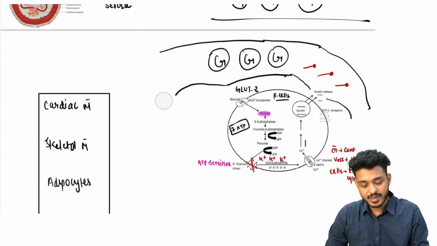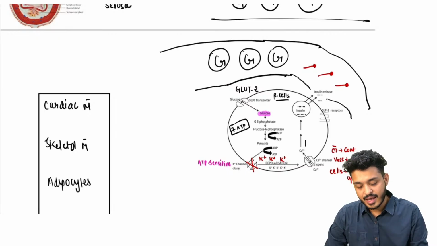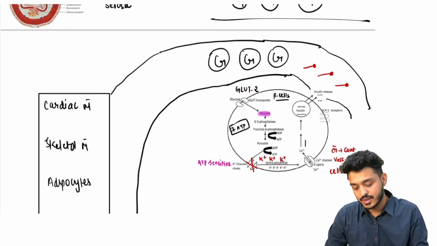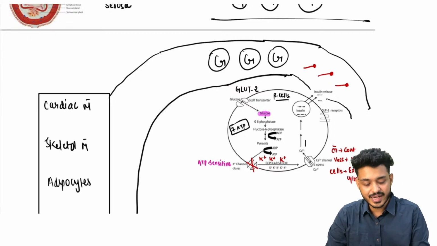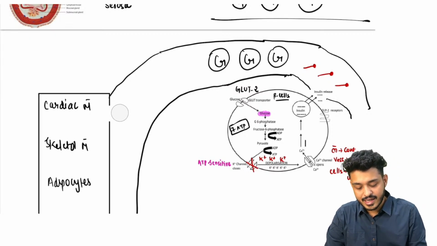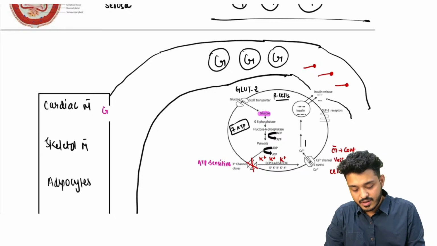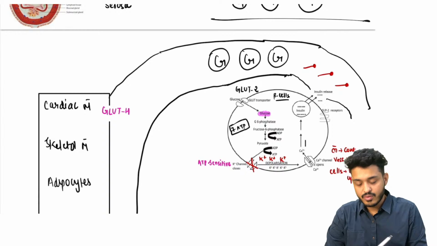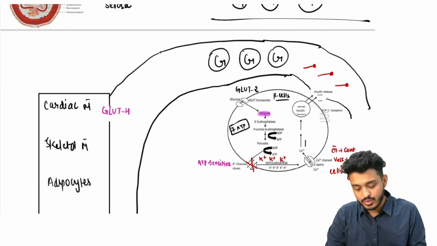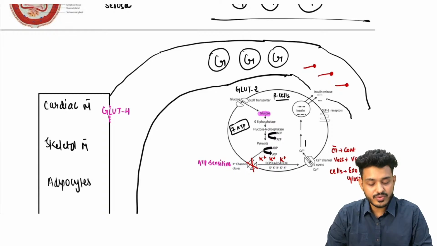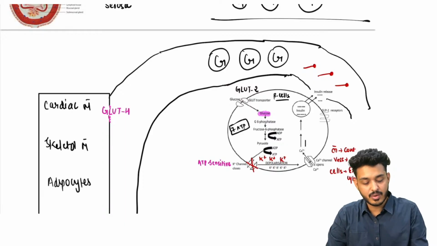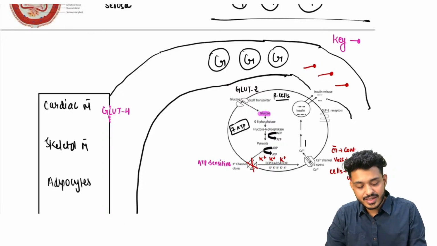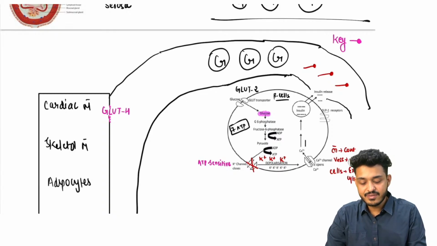Now this glucose was there in the blood, and this vessel will go along these cells: cardiac muscle, skeletal muscle, and adipocytes. They will have a special transporter, and the name of this transporter is GLUT4. Remember, this GLUT4 is closed. Now, as soon as this insulin comes, insulin is the key from now onwards. Insulin is the key.